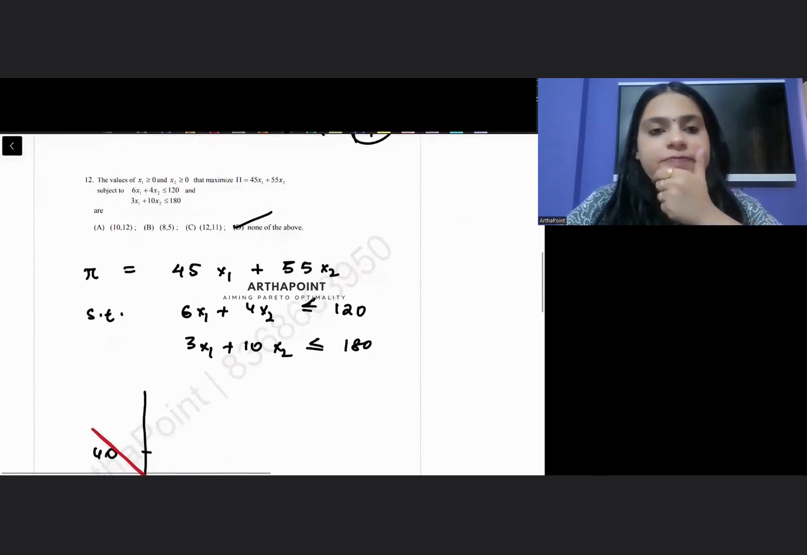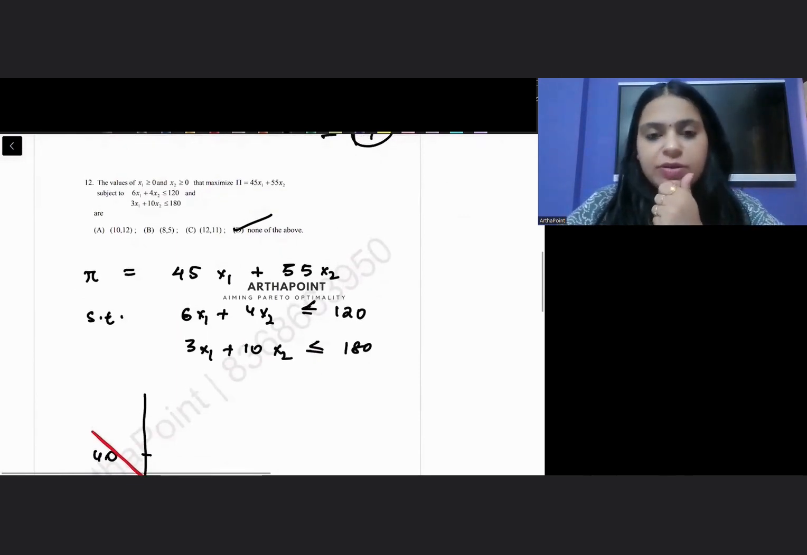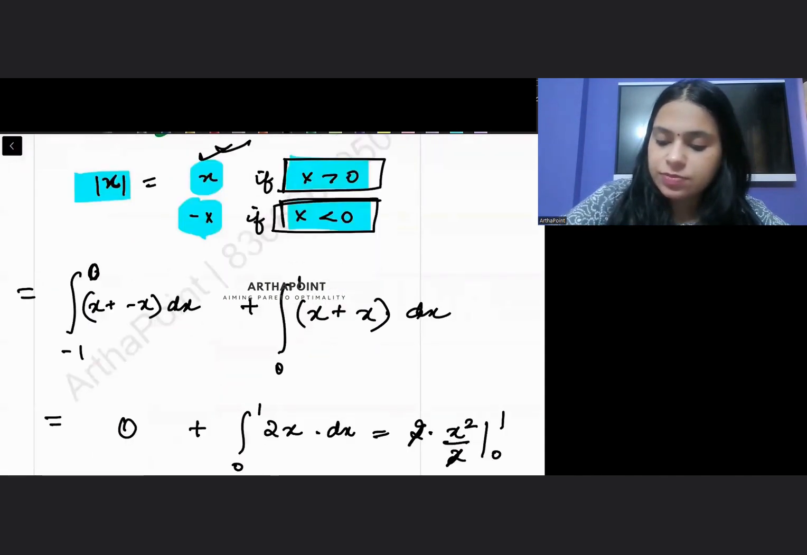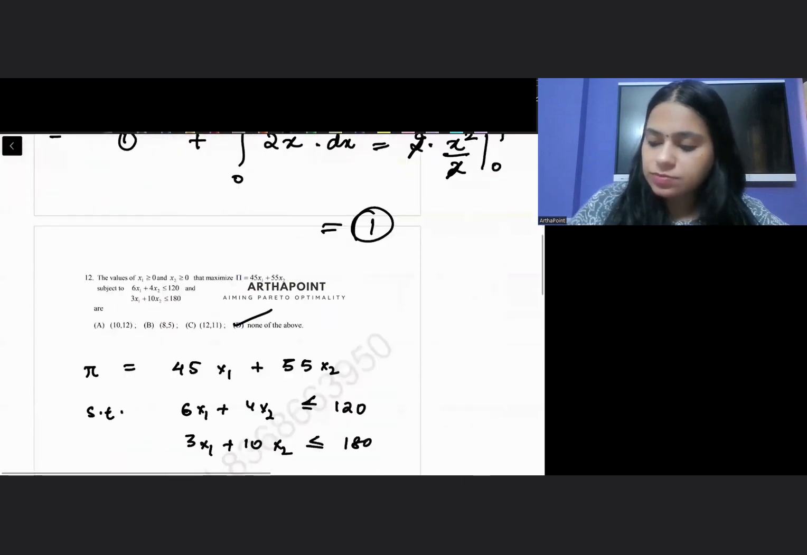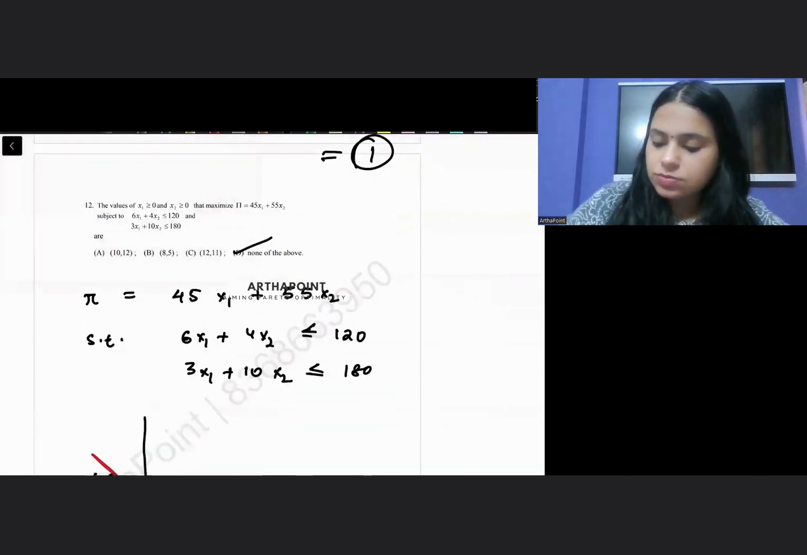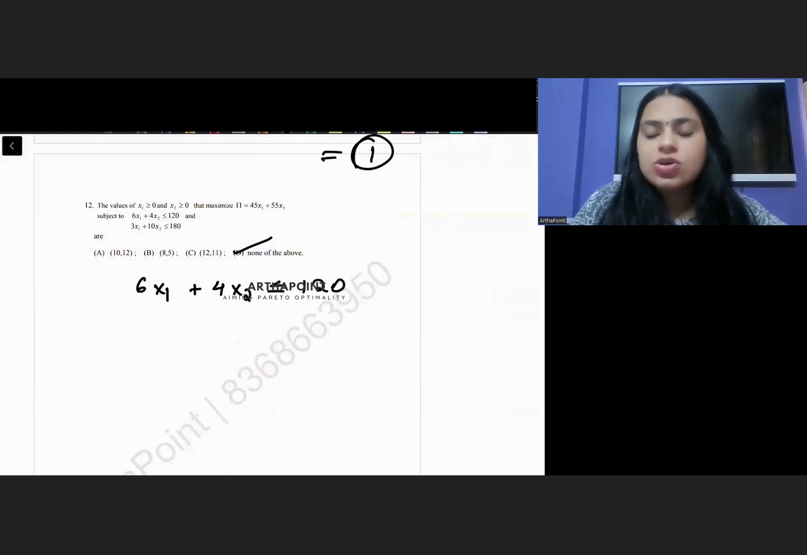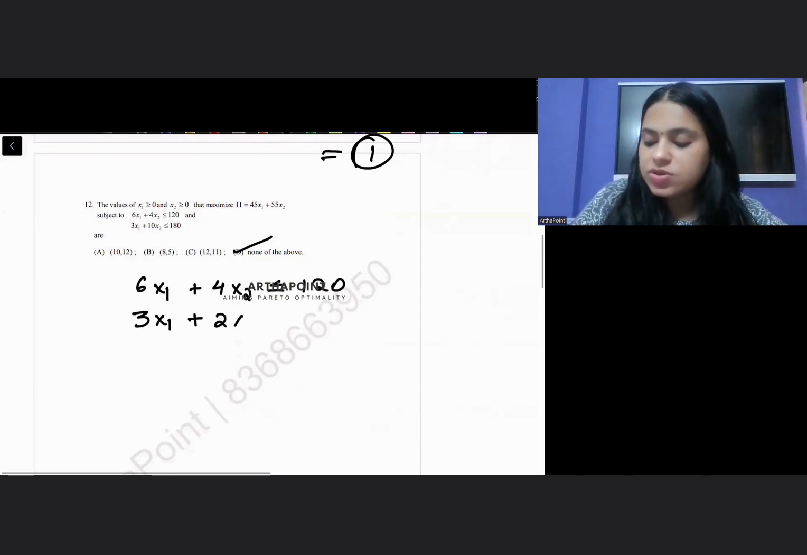Come to the next question now. So this says you're given a profit function and you're given two equations and you need to find out where the profit would be maximized. Now just look here. The equation given to me is 6x1 plus 4x2 less than or equal to 120. So I can rewrite this equation, taking 2 common, as 3x1 plus 2x2 less than or equal to 60. And the other equation that I have is 3x1 plus 10x2 less than or equal to 180.